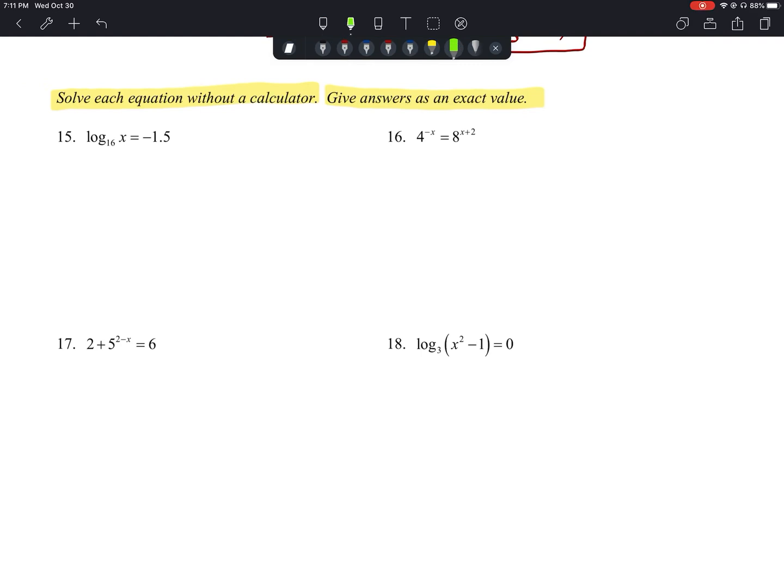So on this one, I have one log statement on one side of the equation. Remember, our goal usually to solve it is to rewrite it in its exponential form. So right now I've got 16 to the negative 1.5 power is equal to x. Negative 1.5 power is actually like saying 16 to the negative 3 halves, in which case we can do this without a calculator. Let's break down 16 to the negative 3 halves power.